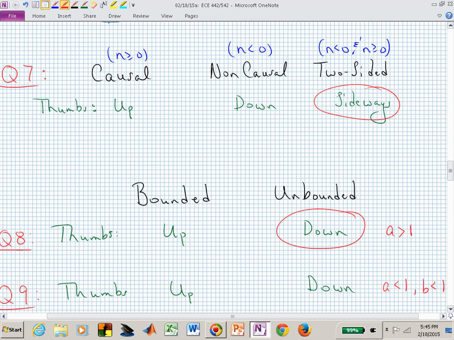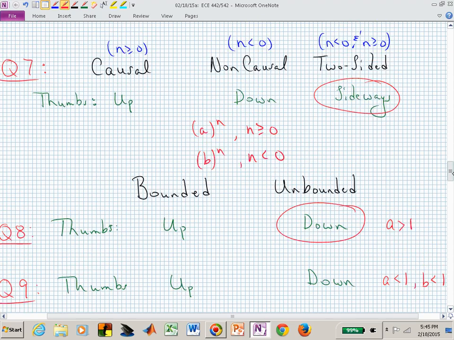And that one is actually, if you looked at it, you said it was two-sided. Now you can say that you have A to the n for n greater than 0 and B to the n for n less than 0. Now if A is bigger than 1, you have 2 that's going bigger and bigger with each added power of n, and so that will go unbounded with time. What about the next one? A is less than 1, B is less than 1.